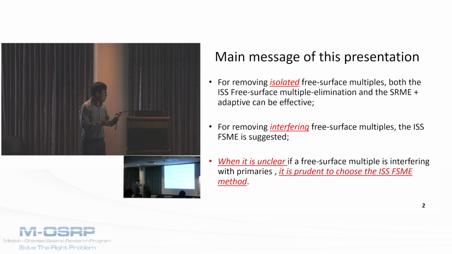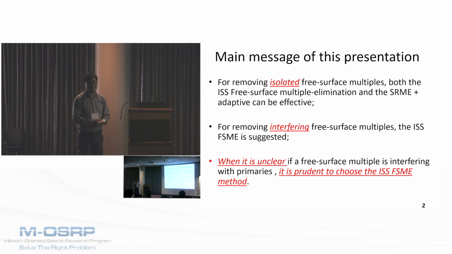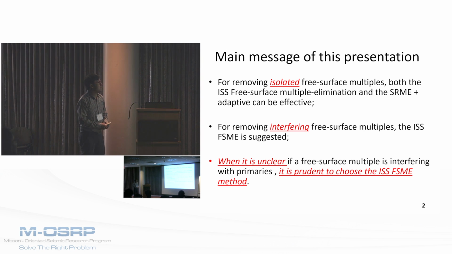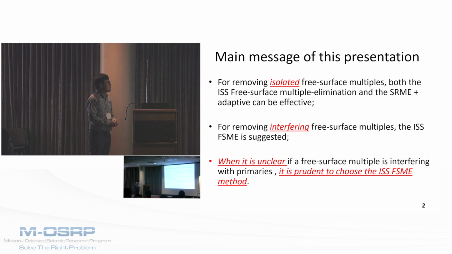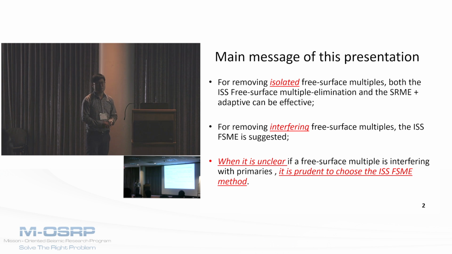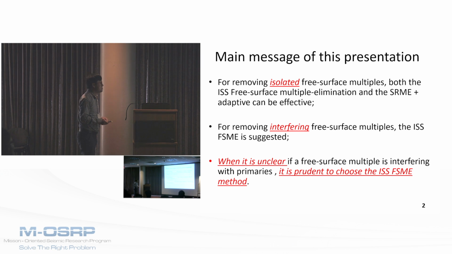So basically, we would like to deliver the following message from this presentation. To remove the isolated free surface multiples, both the ISS method and the SRME method can be effective. However, for removing the interfering free surface multiple, we suggest the ISS method. And when it is not clear if a free surface multiple is interfering with primaries, it is prudent to choose the ISS method. So that's the main message we want to deliver from this presentation.